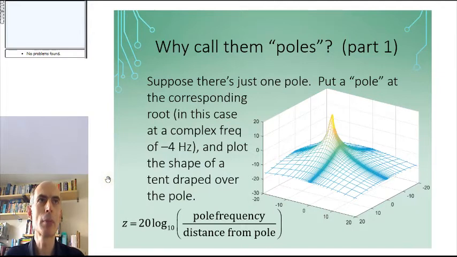Now to the graphical model. Supposing first there's just one pole, and I'll put this pole at complex frequency of minus 4 Hz. Now, the effect of this pole, as we've seen, in terms of its effect on the amplitude response, is proportional to the inverse of the distance from the pole to a point jf on the imaginary axis. So supposing I plot a kind of tent shape, where the value of the tent at any point is inversely proportional to the distance away from the pole, I'd get a shape like this.